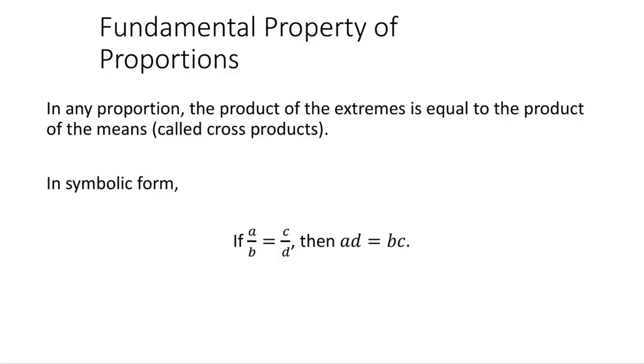Anyway, in any proportion, the product of the extremes is equal to the product of the means. And this is what's called a cross product. So in symbolic form, if A over B is equal to C over D, then A times D is equal to B times C.